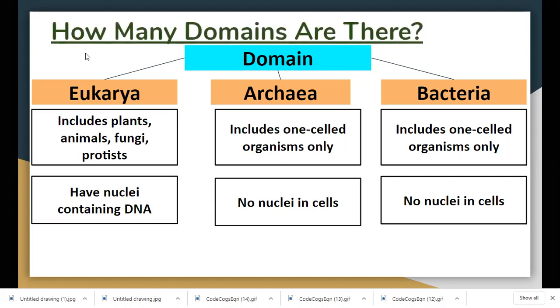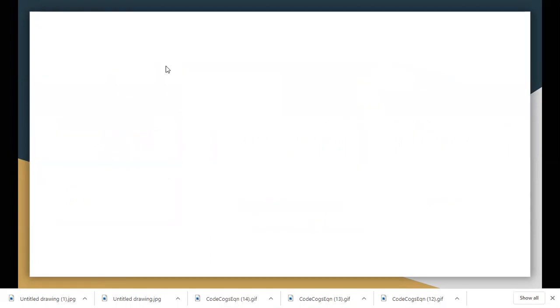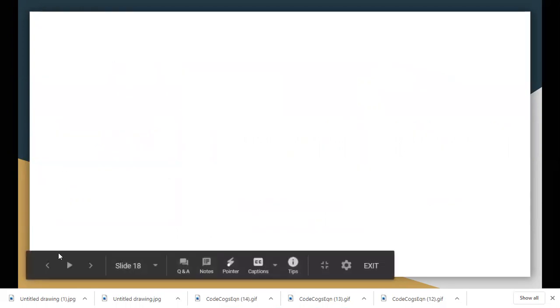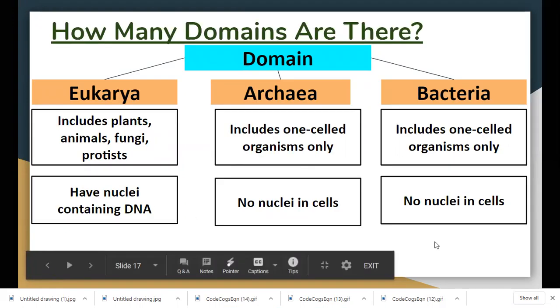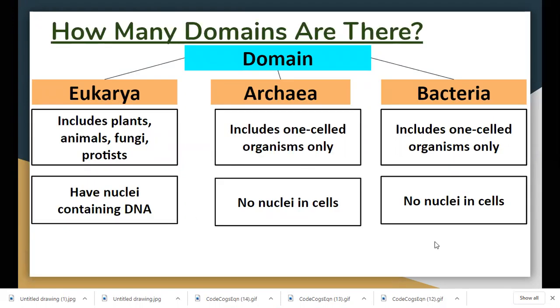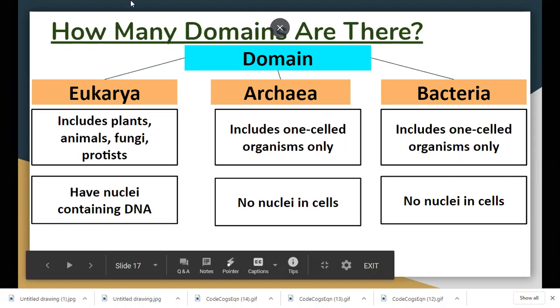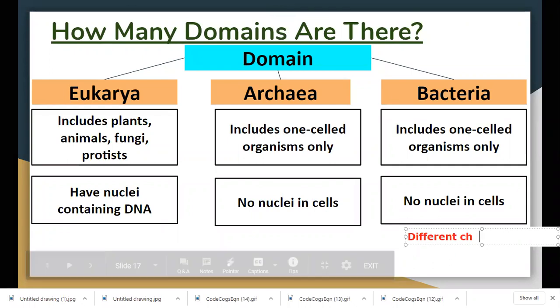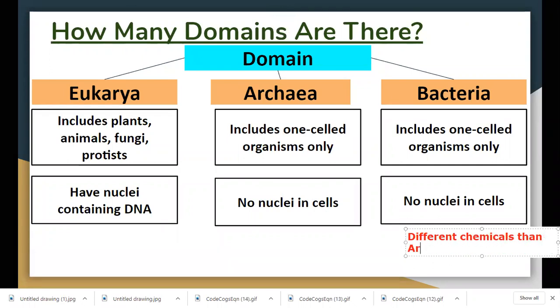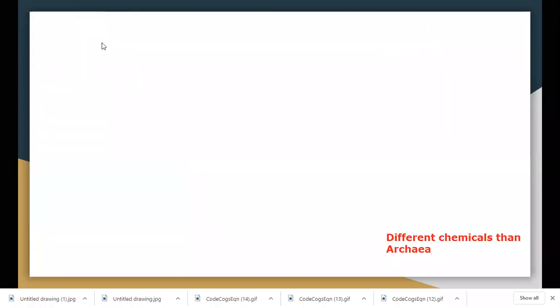And there should be another one. They're supposed to also have different chemicals. I don't think that one showed up. So bacteria has different chemicals. I'm going to add that in there for you guys: different chemicals than Archaea. Okay? Just remember that. It'll probably show up when I click a few more times. Who knows? It didn't. So, okay, we'll move on.